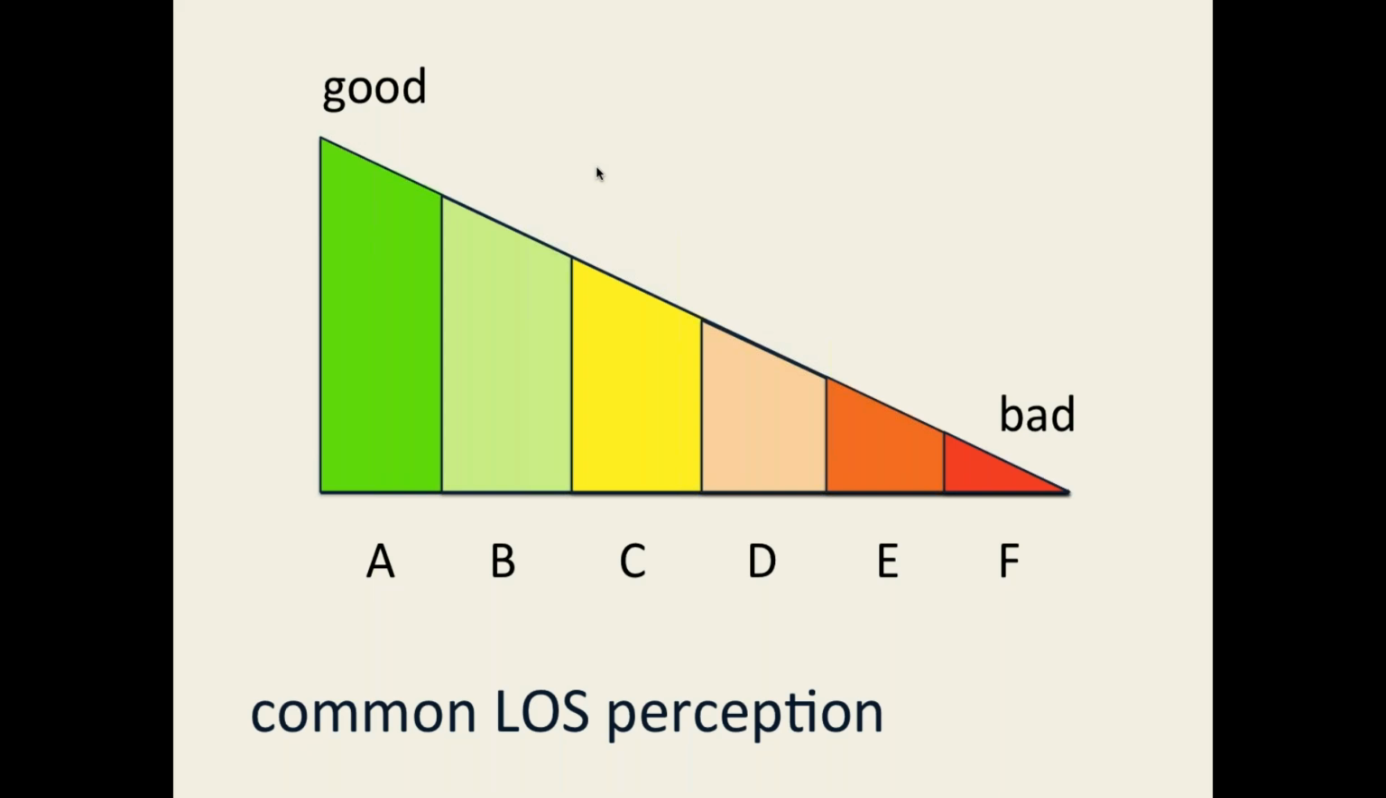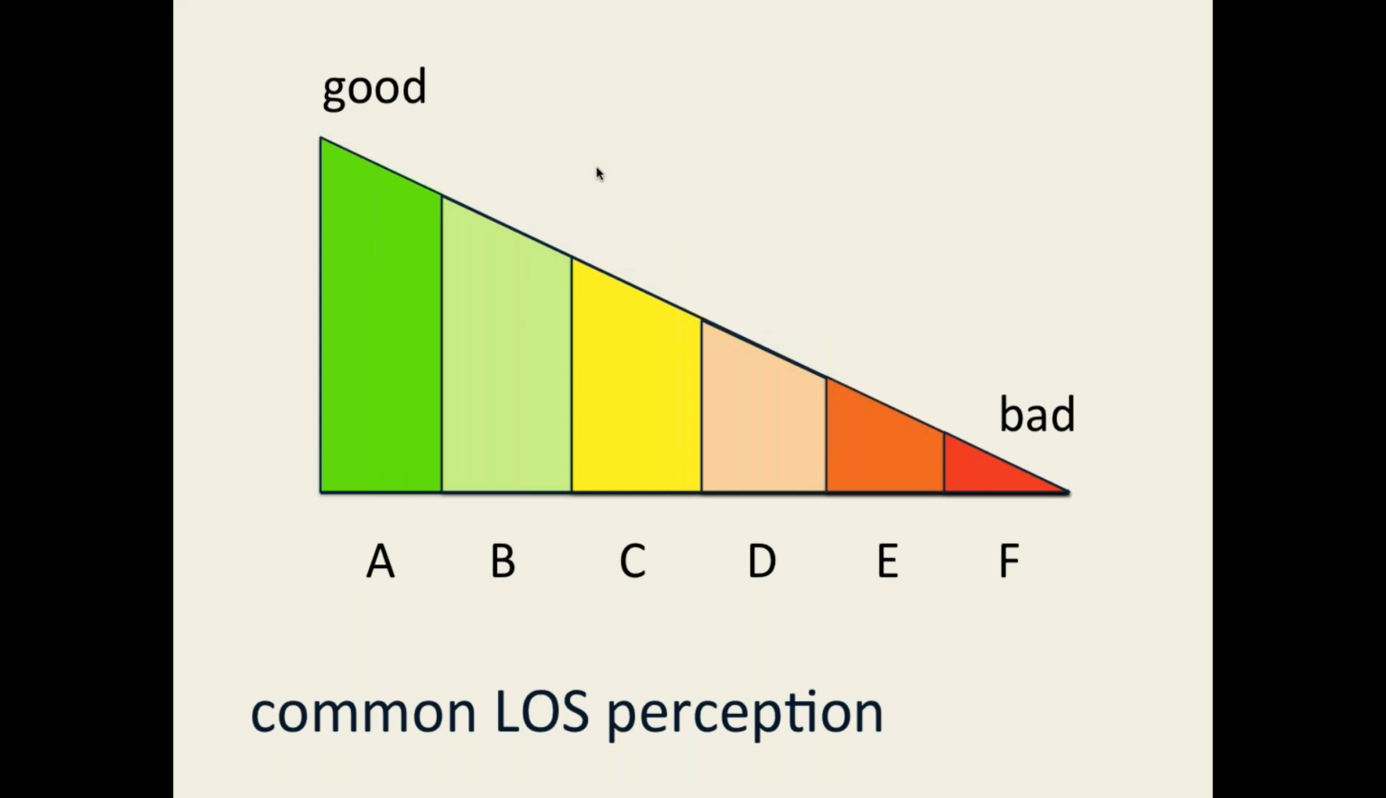The system we've been using is kind of simplistic, and it's intended to be a communication tool. Unfortunately, it's had some somewhat bad effects in terms of the logic that it uses and the impression it creates. And the impression it creates is that level of service A is good and level of service F is bad. And of course, that's not that simple.